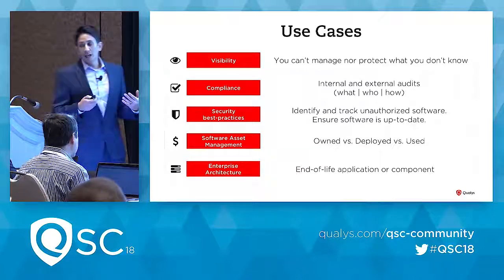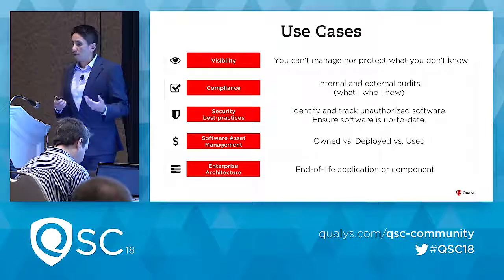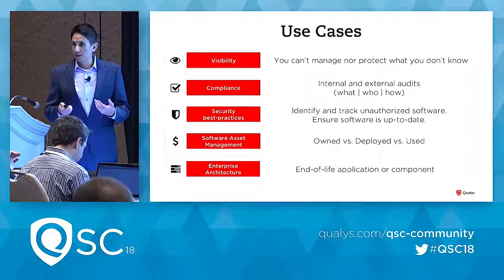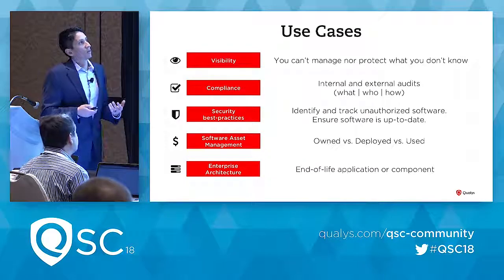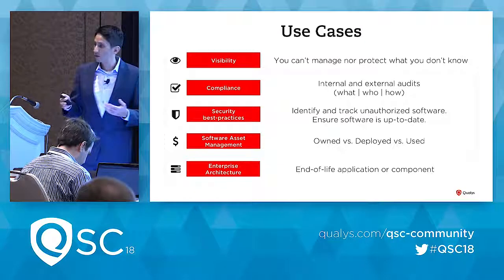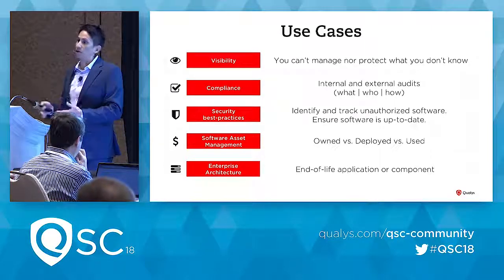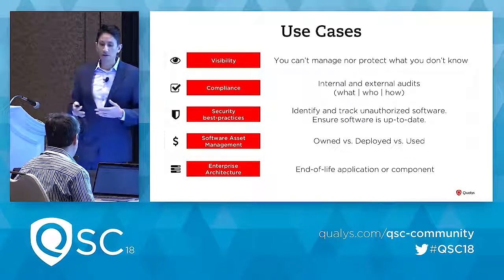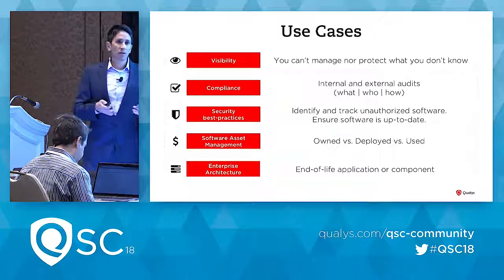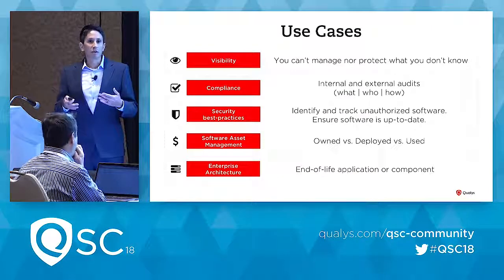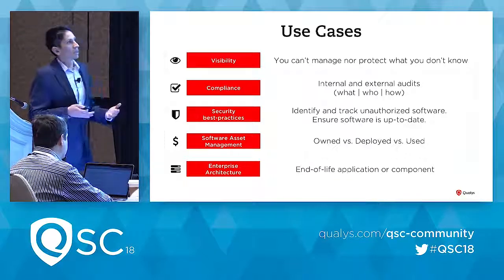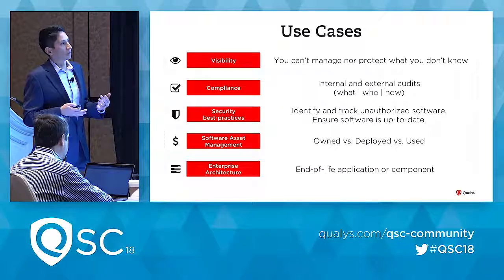And then ensuring that software is up to date. Like, okay, I have software that is end of life. How many versions behind is it running versus the latest version, right? And then for software asset management, understanding what is owned versus what is deployed versus what is actually being used, right? So if something is not used, you can reclaim licenses, you can save money, but you can also reduce risk because you're not trying to patch something that is not used. So that is a huge use case and benefit.